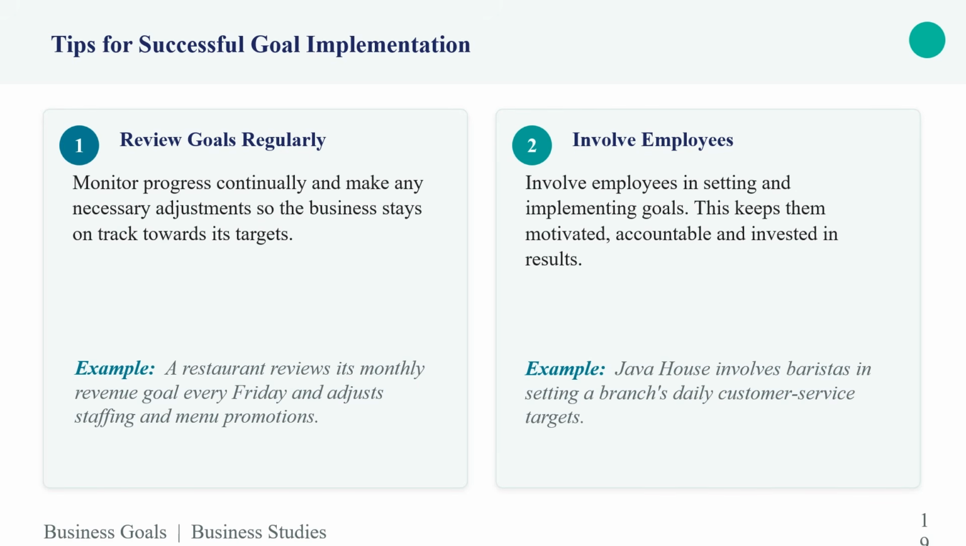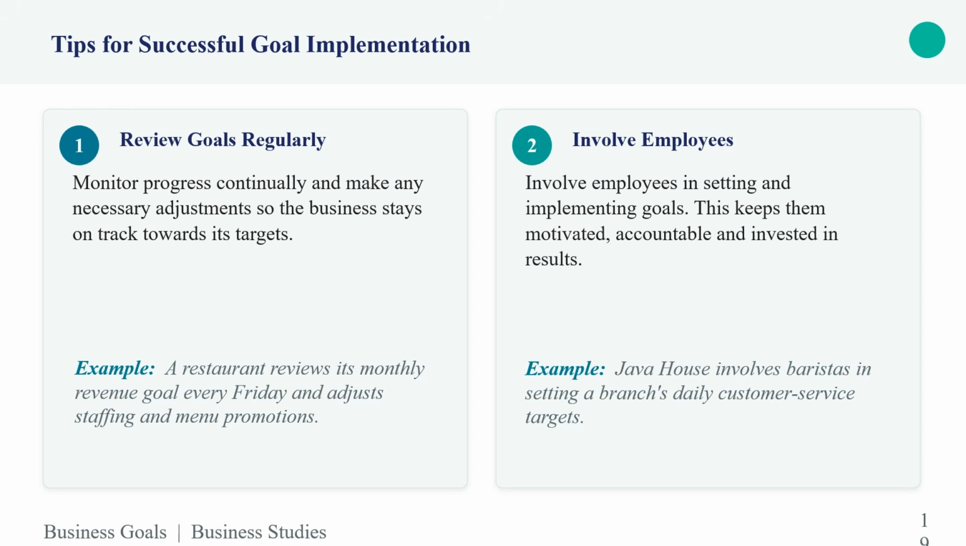Now, tips for successful goal implementation. If you want to implement a good goal, the first tip is to review goals regularly. Iangalie tu mara kwa mara. Monitor progress. Where did it reach continually, and make any necessary adjustment in case it needs to be adjusted, and you make it right away so the business stays on track towards its targets. Example: a restaurant usually reviews its monthly revenue goal every Friday and adjusts staffing and menu proportions.